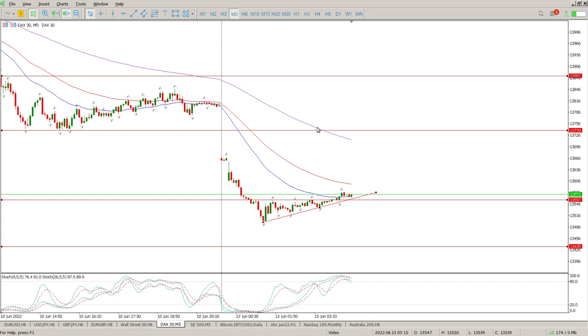Otherwise, we're waiting for a move up to the top. But just be cautious, because higher time frames are all extremely oversold.